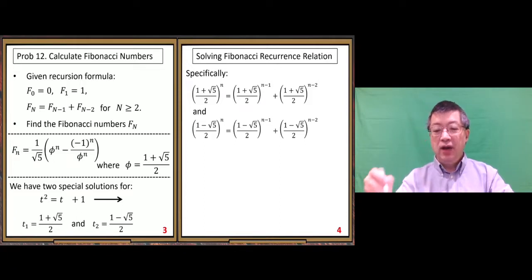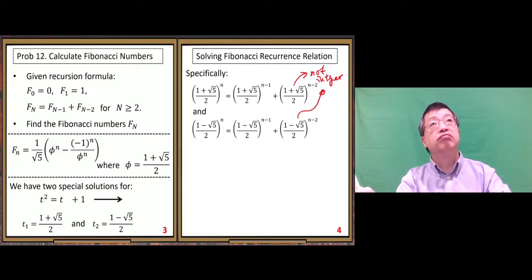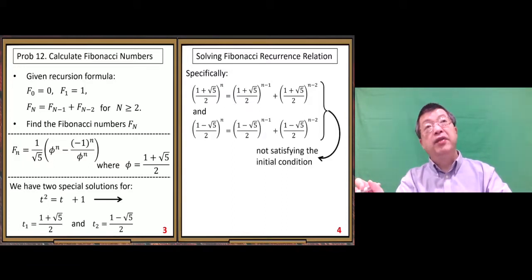Now, next step, critical step. Definitely, we cannot assume either of these two gives us the solution, right? Because we know each t here is not an integer. This one is also not an integer. Fibonacci numbers are integers. So definitely, we cannot say either of these two solutions gives us the real Fibonacci solution. And definitely we know they do not satisfy the initial condition.